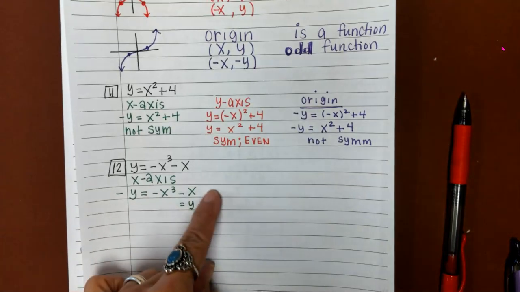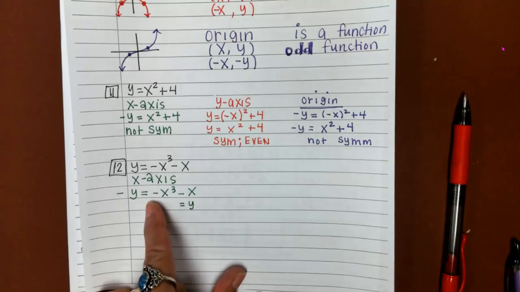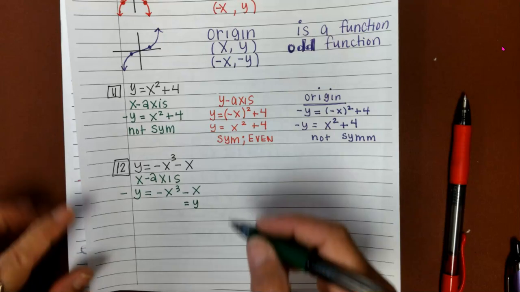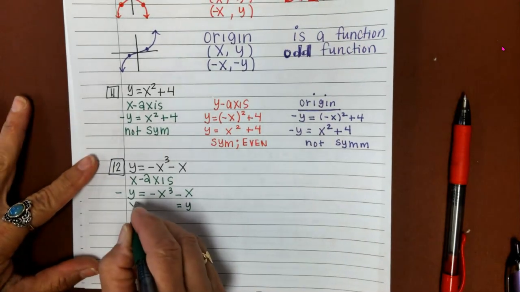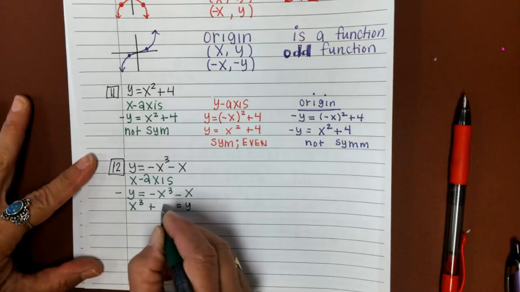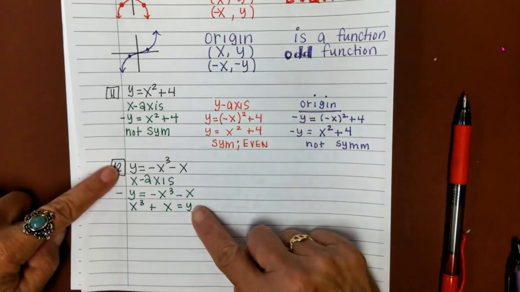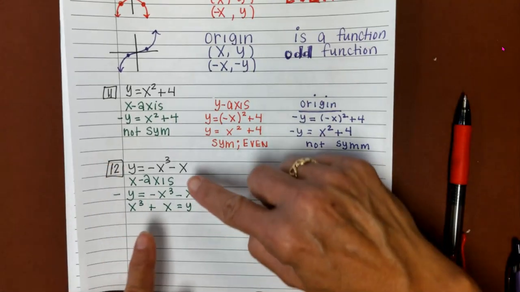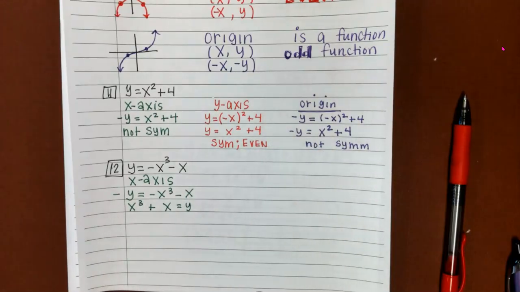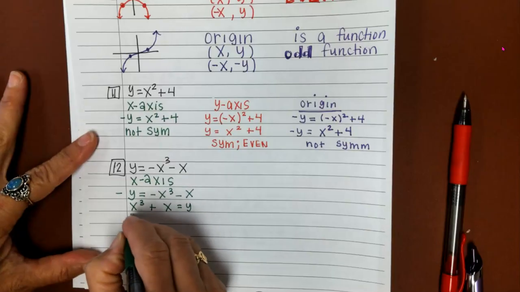I'm going to move this stuff too. I'm flipping it all around. Both of those terms were negative on the right. When I move them across the equal sign, they're going to be positive on the left. I just want to double check. My y's match, but I wasn't able to get my x's to match, and it has to be exact. So I am totally confident that this is not symmetrical.